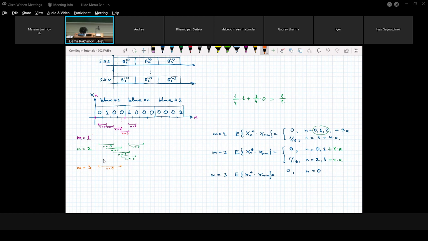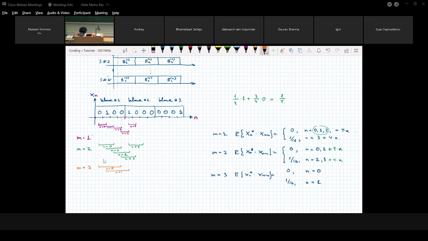Then I start with the second sample, and when I take 3 samples apart, I come to the second symbol. And I mean, these 2 samples are independent. As a result, there are independent samples also. And we have autocorrelation will be 1/16 for n equals 1.